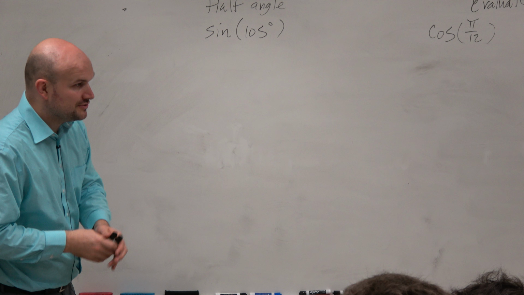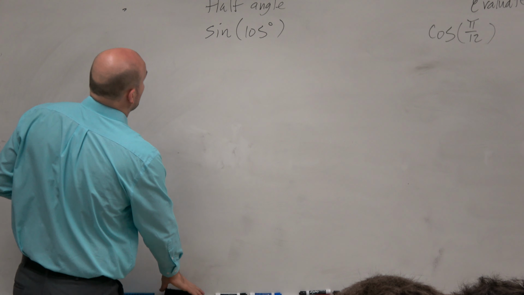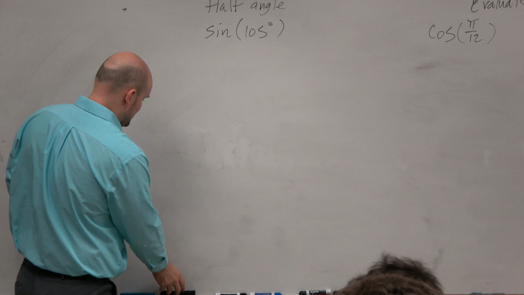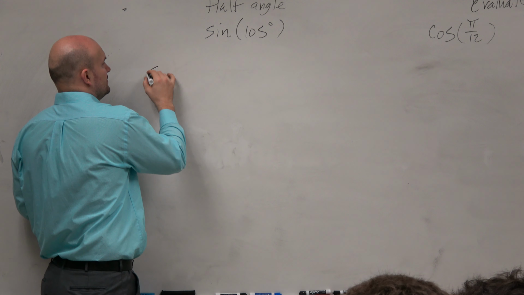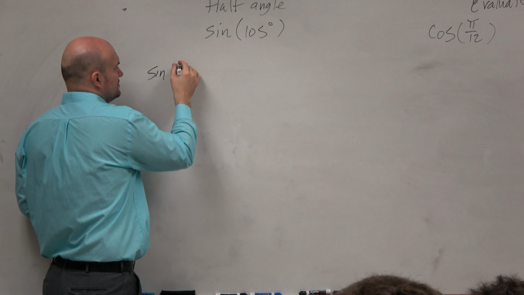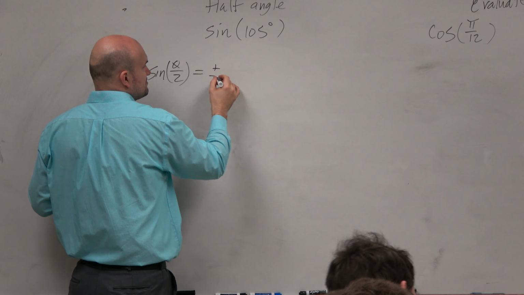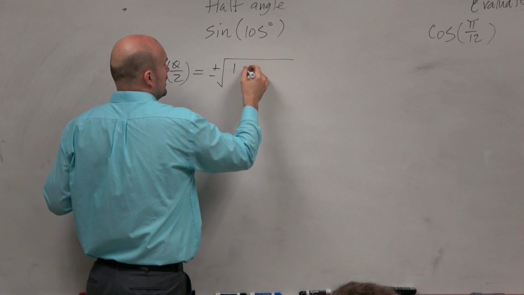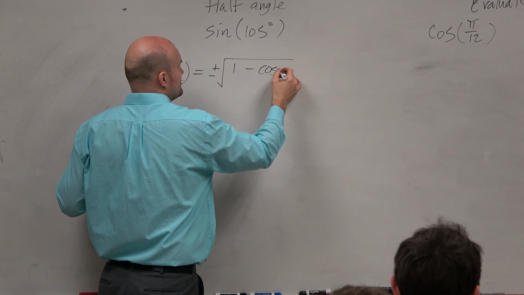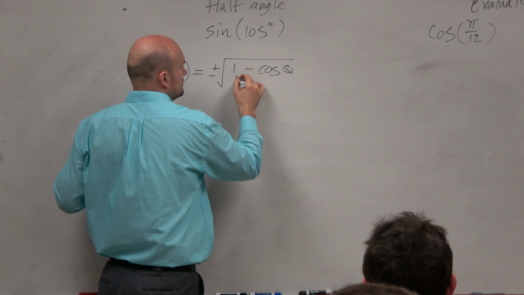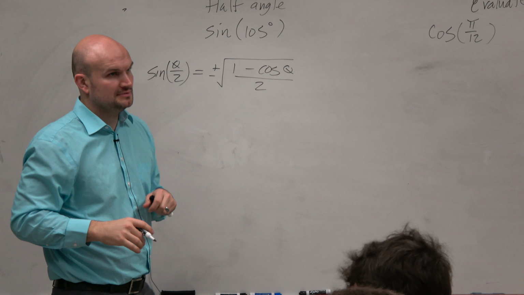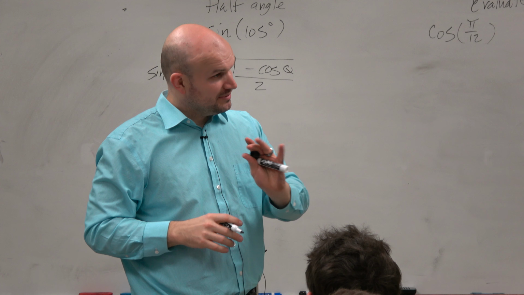So if I was going to ask you to evaluate the half angle for sine of 105 degrees, then we can look at this and we say, well, the sine, I'm going to use theta here instead of u, of theta over 2 is equal to plus or minus the square root of 1 minus the cosine of theta divided by 2. Now, there's a couple things that are very important.